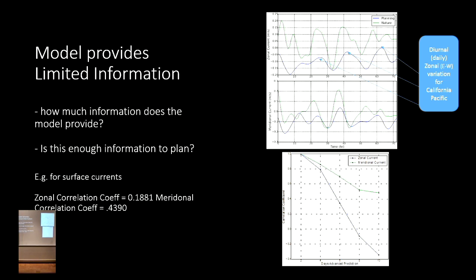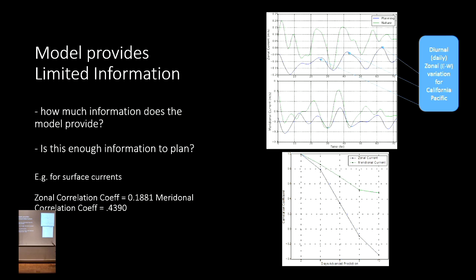So this is an example of how the model is or is not good. And it's really a question of, are you a glass half full or glass half empty kind of person? So this shows actually the planning and nature models for the zonal currents and the meridional currents. This is showing off the coast of Monterey, this is an east-west daily variation. So these are basically tides. Okay? And you can see these numbers are all over the place. And then these are a little better.